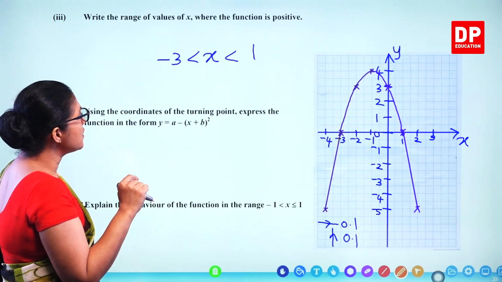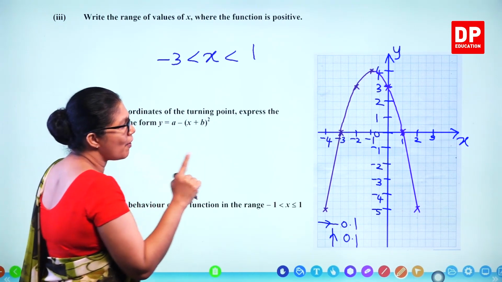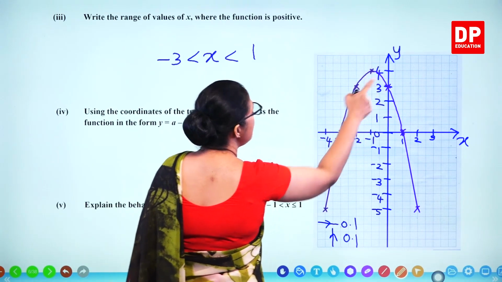So that's the range of values of x where the function is positive. Using the coordinates of the turning point, express the function in this form. So what's the turning point? -1 and 4.